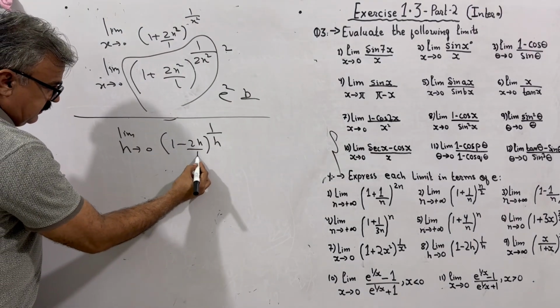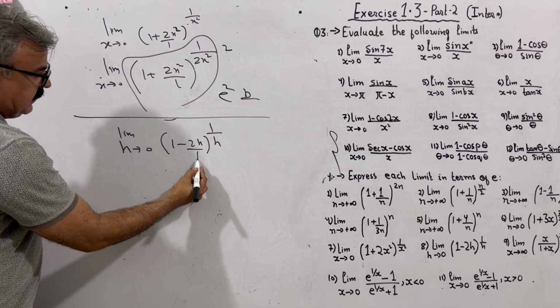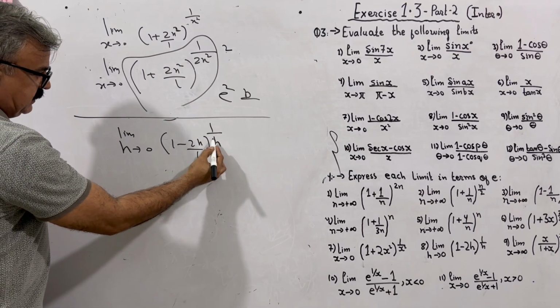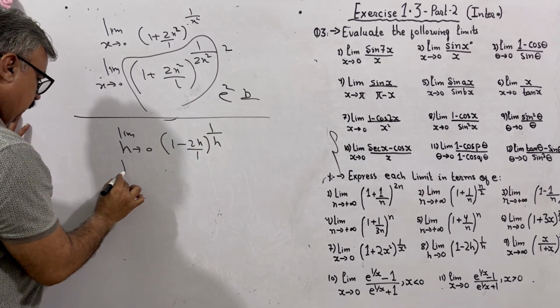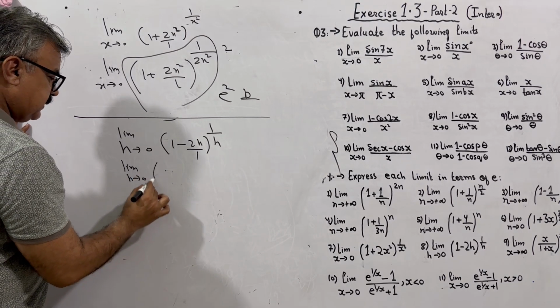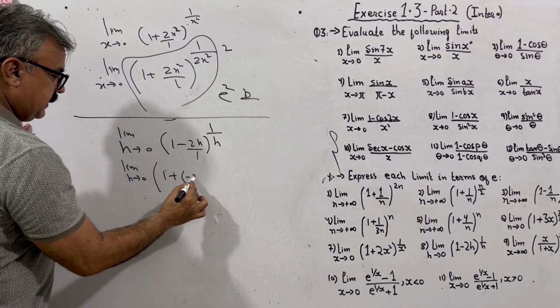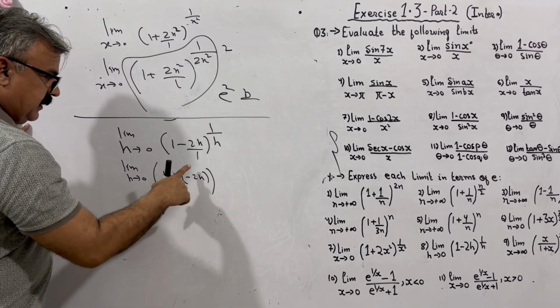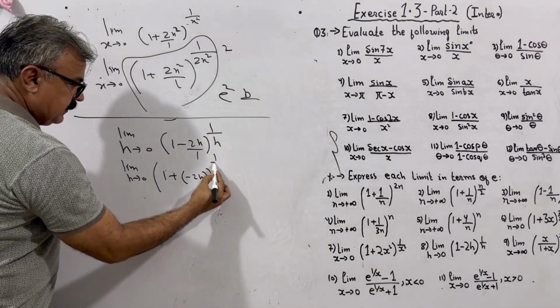There is minus 2h over 1, and there must be the reciprocal of this one: 1 over minus 2h. Try to make the same shape in the power. Limit h tends to 0 of 1 plus minus 2h, and the reciprocal of this one is in the power, where there is h.